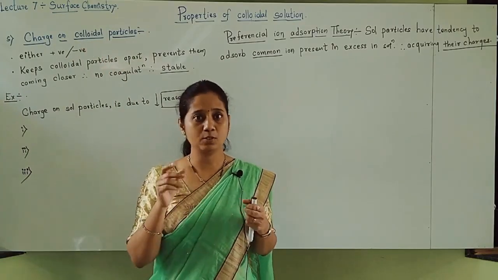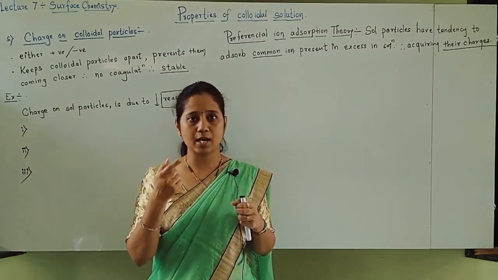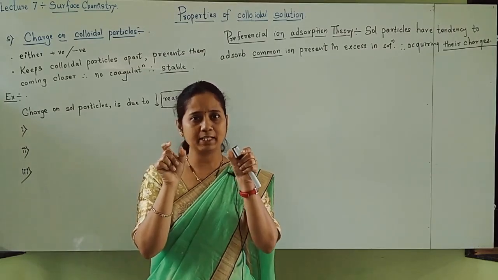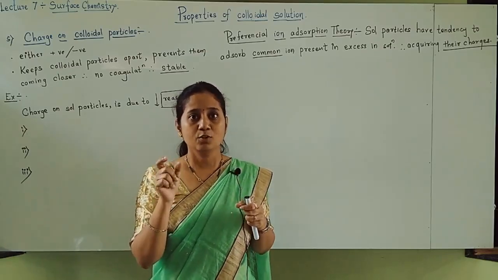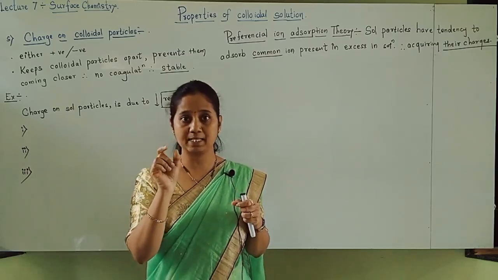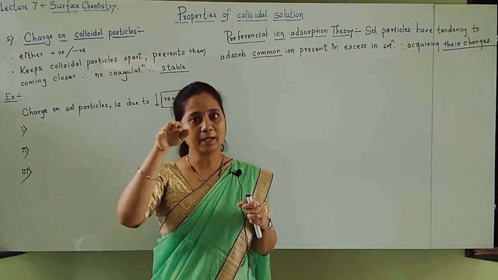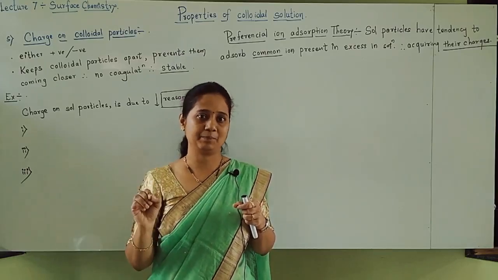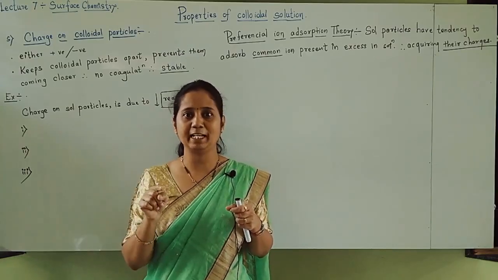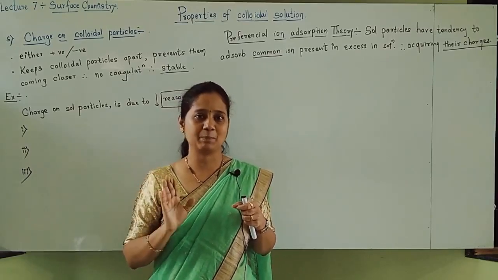Now students, what happens due to the same charge? As all the particles have the same charge, as you already know, same charges repel each other. So among colloidal particles there is repulsion. The same charge on the colloidal particles keeps them apart from each other, so they don't come close and coagulation does not take place. Like this, charge on colloidal particles is also responsible for the stability of colloidal solution, preventing coagulation and precipitation.